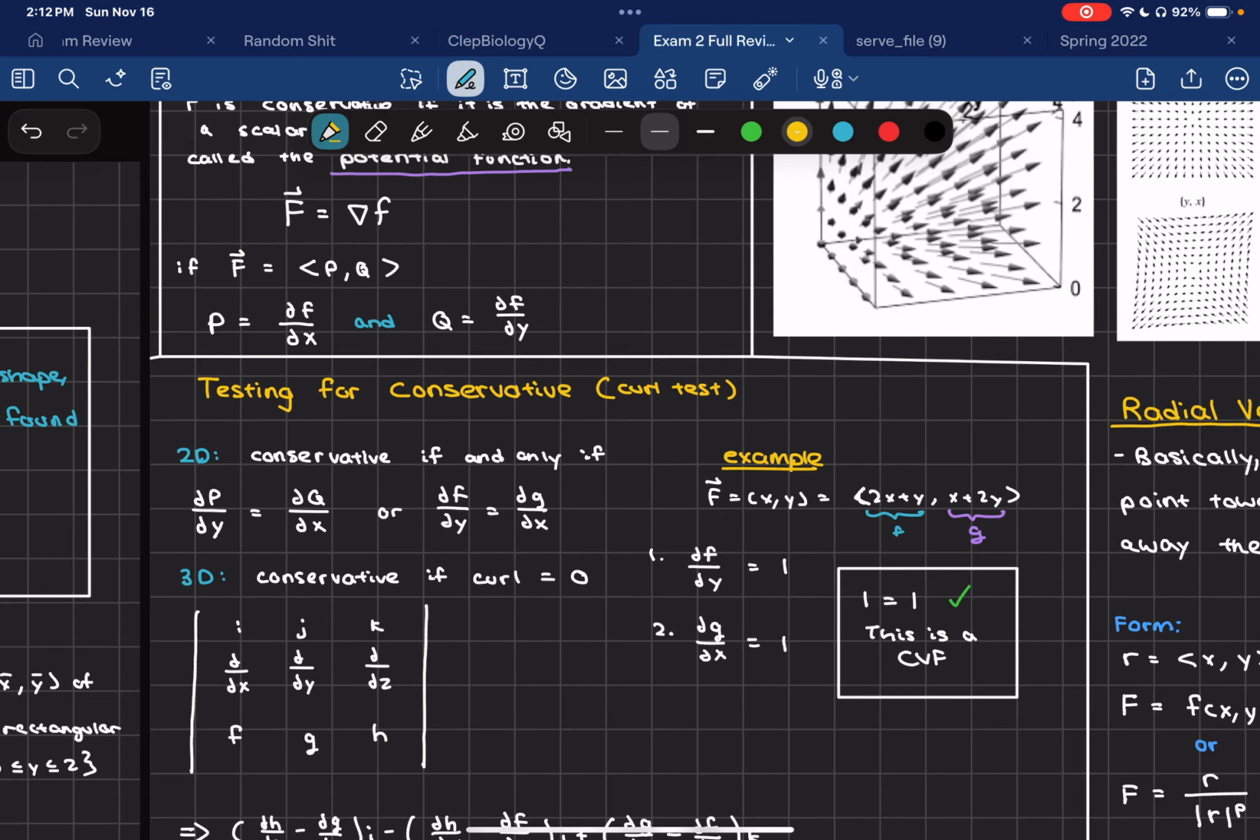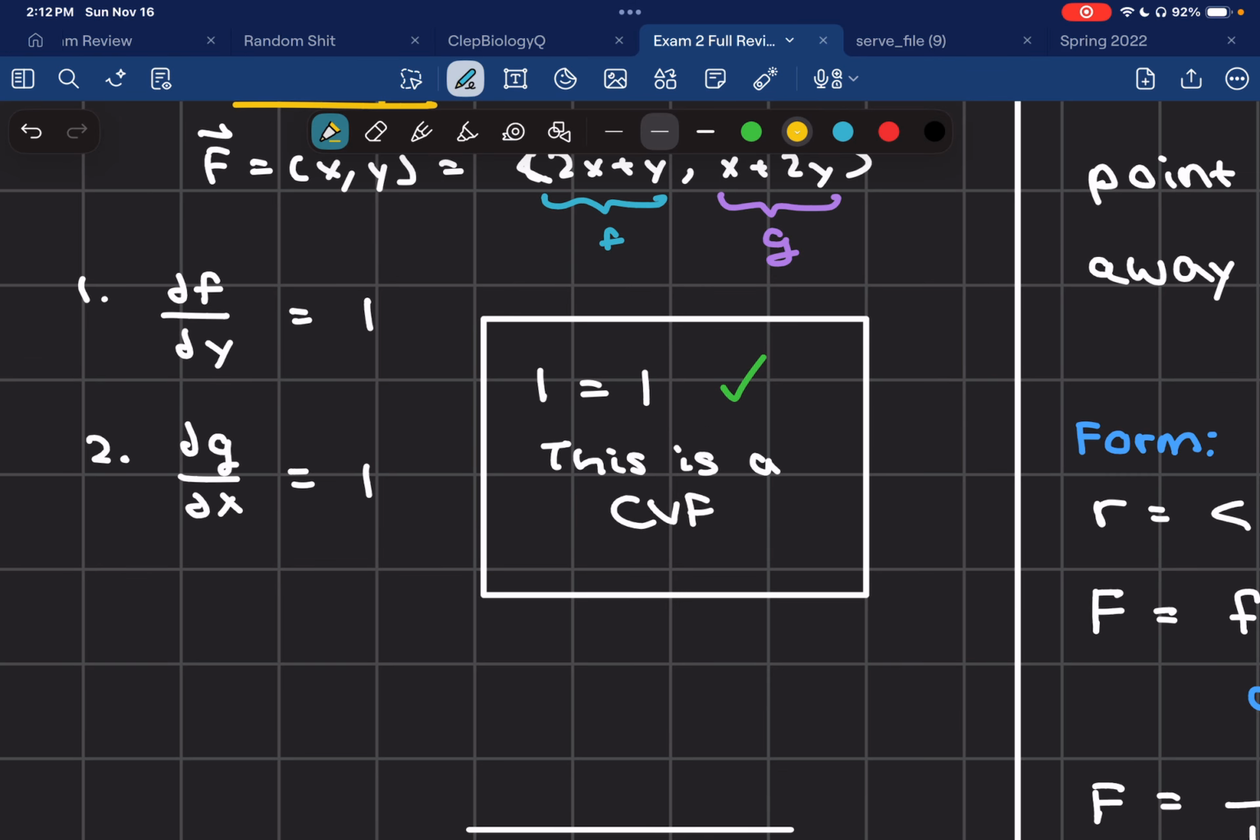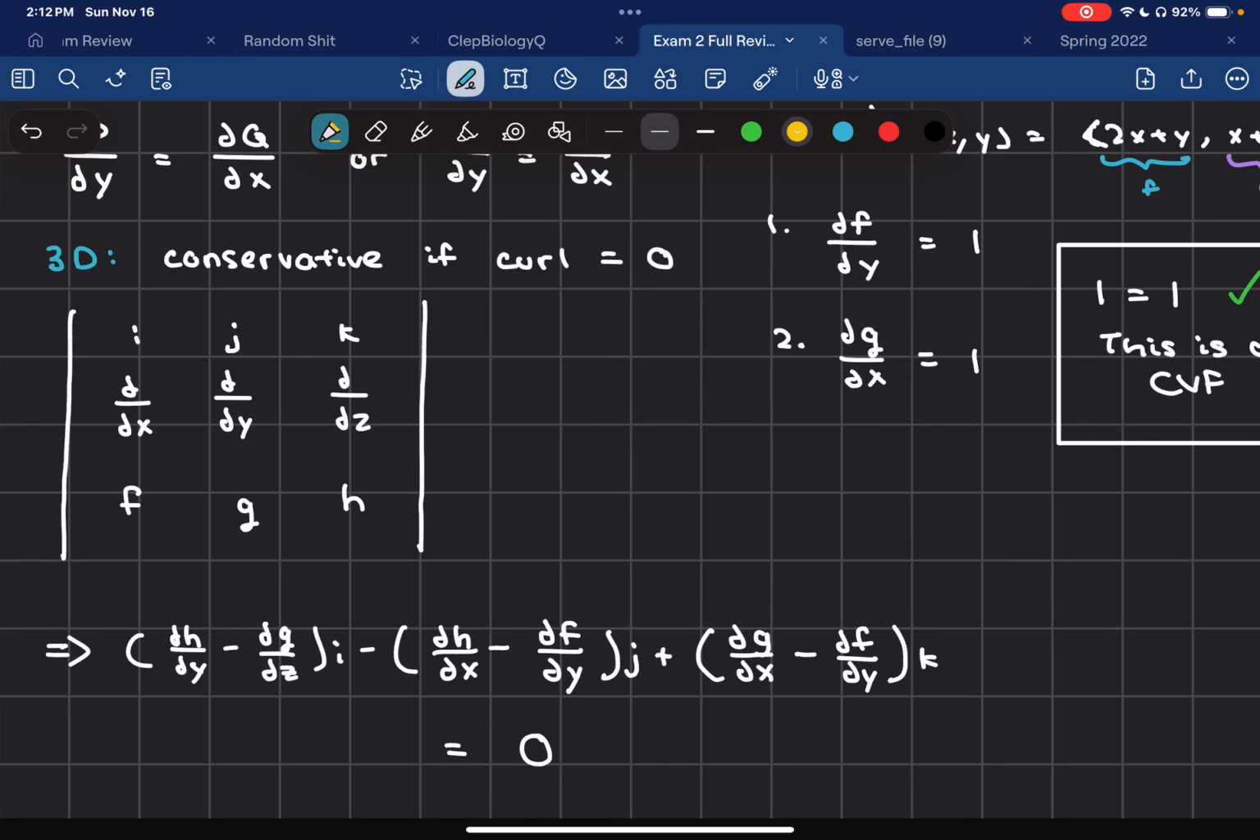This is an example of it. I have this function. This is our f. This is our g. They both equal 1, which means this is a conservative vector field. Now, for 3D, it's a bit harder. Well, not harder, more tedious, I'd say.